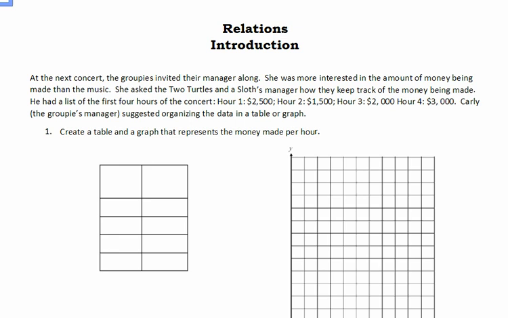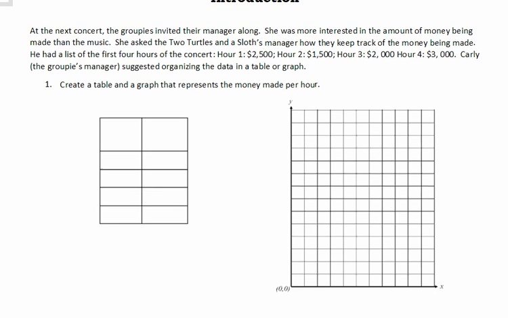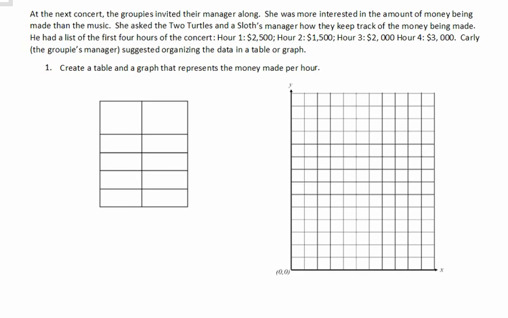Carly, who was the groupie's manager, suggested organizing the data in a table or a graph. And again, we've used tables and graphs before. We just have to remember how to set them up and what all of this data represents. So we're supposed to create a table and a graph that represents the money made per hour.